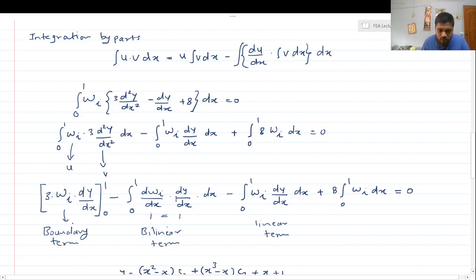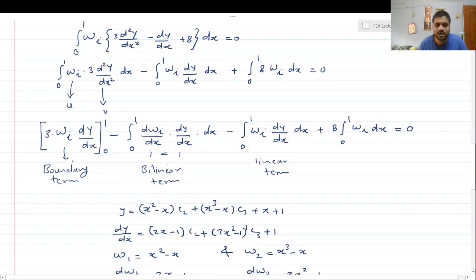So one important term was the boundary term. The second most important term was the bilinear term and all the other linear terms. So what I said, bilinear term is the most important term because it later on gives us the square matrix in the finite element method. Next important term is boundary term because it readily gives us the secondary variable. And all other linear terms are also equally important because they give us the other values of the matrix equation in the finite element method.